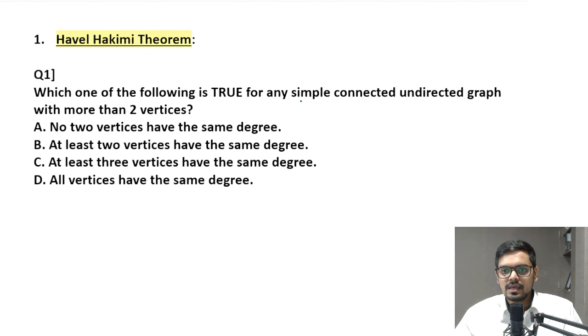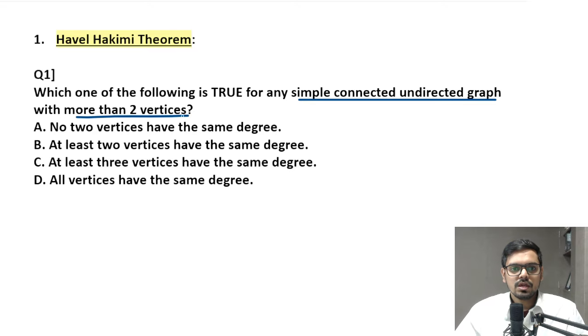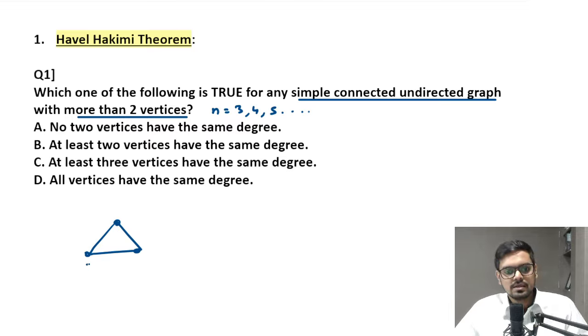The given data says simple connected undirected graph with more than 2 vertices, which means the vertex count cannot be 2, it should be more than 2. It can be 3, 4, 5, and so on. Among them, which of the following is correct? I will make one graph of 3 vertices, a cycle graph. They are talking about the degrees. I can see degree 2, degree 2, degree 2. So option A, no 2 vertices have the same degree, is wrong.